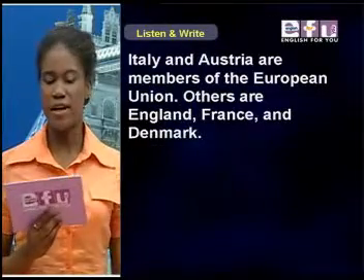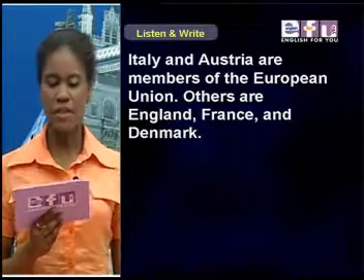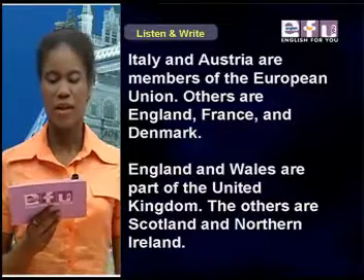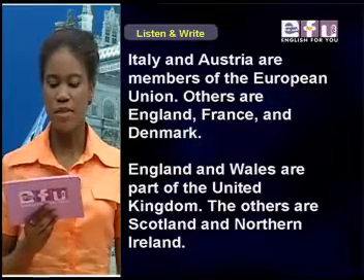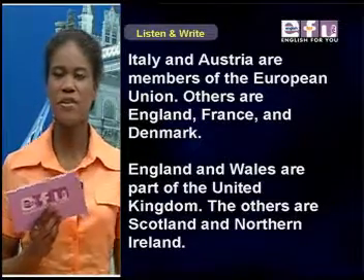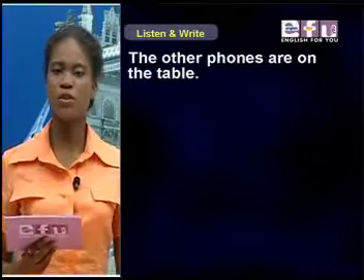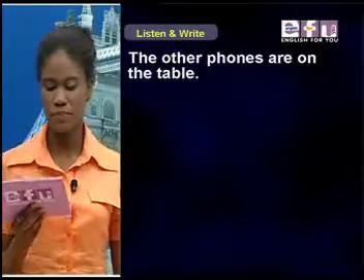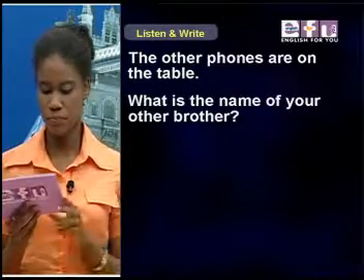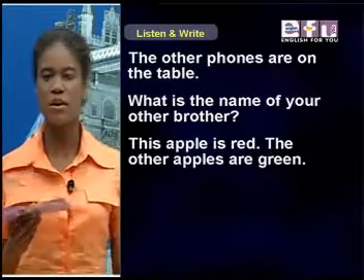Italy and Austria are members of the European Union. Others are England, France, and Denmark. England and Wales are part of the United Kingdom. The others are Scotland and Northern Ireland. The other phones are on the table. What is the name of your other brother? This apple is red. The other apples are green.